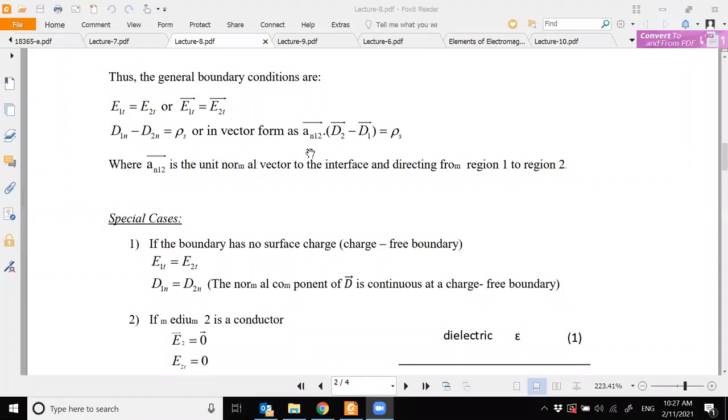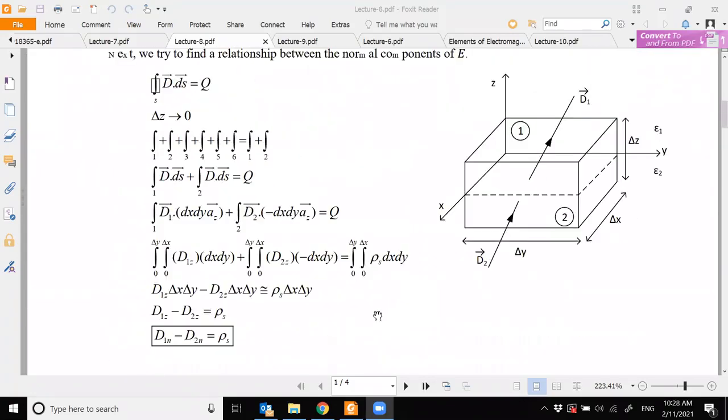And what is this unit vector? This unit vector an12 is the unit normal vector to the interface and directing from region 1 to region 2. If you remember this, that's it. So it's a unit vector to the interface and its direction is from region 1 to region 2.